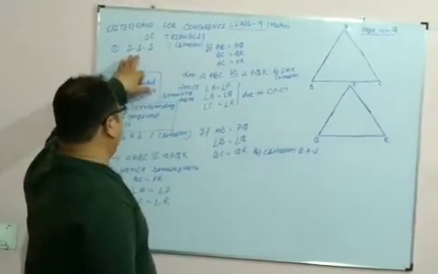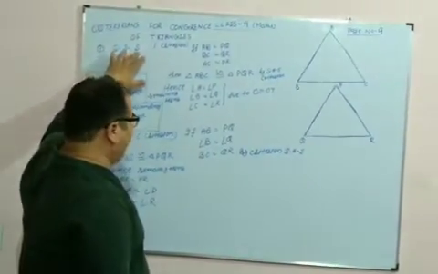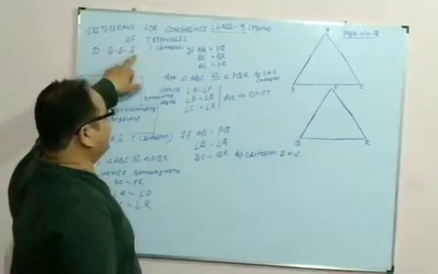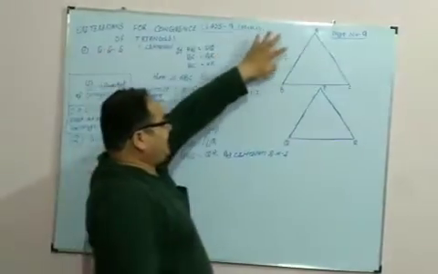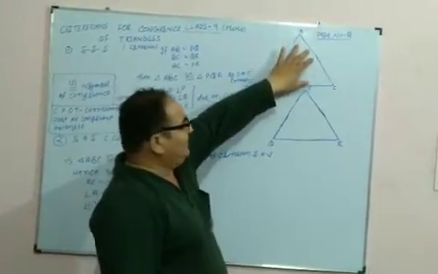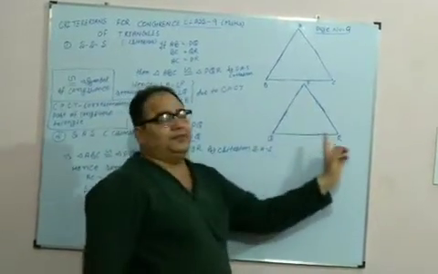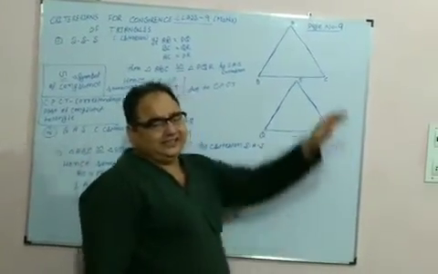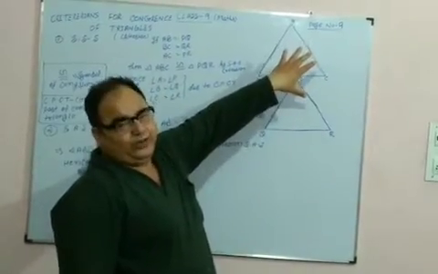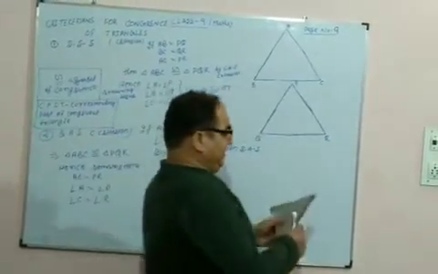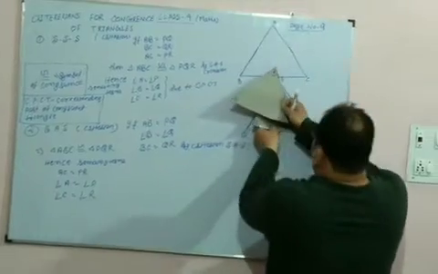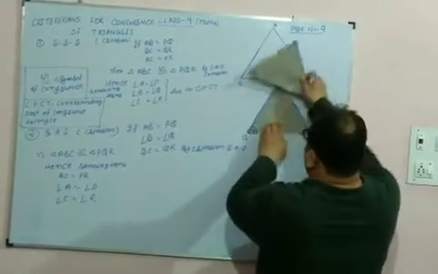The first criterion you are using is SSS, meaning side, side, side. If three sides of the first triangle are correspondingly equal to the three sides of the second triangle, then these two triangles are congruent. Again, try to understand by this figure. Three sides.